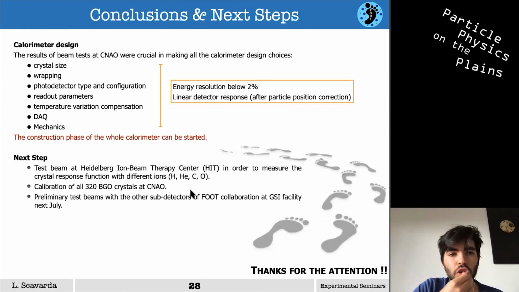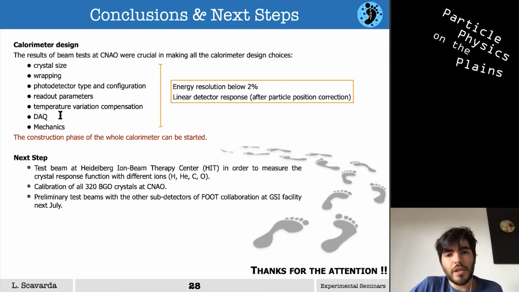Okay, in conclusion, all the results of the test beam up to now were crucial in making all the calorimeter design choices, as I said: the crystal size, the wrapping, the photodetector type and configuration, the readout parameters. I didn't speak about temperature variation compensation, but I also have some information in the backup slides, if there is time, about this study. The DAQ I didn't show you anything about, I'm sorry, and also the mechanics.